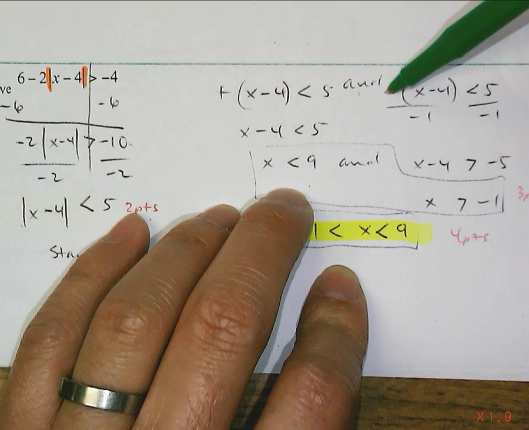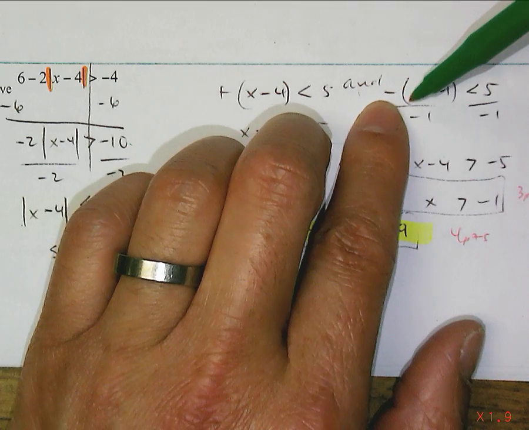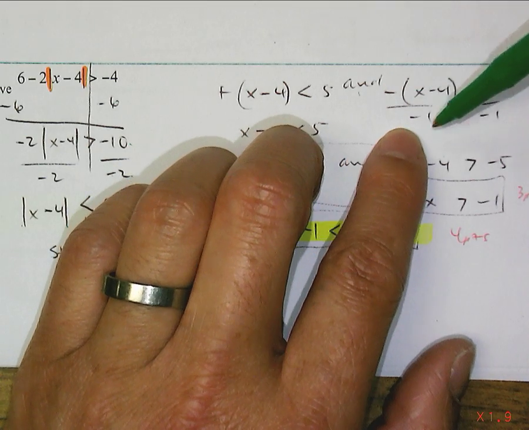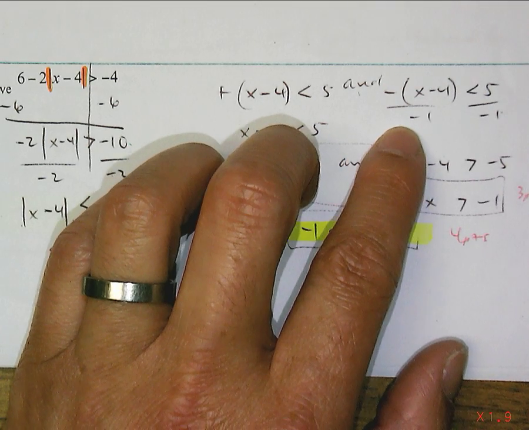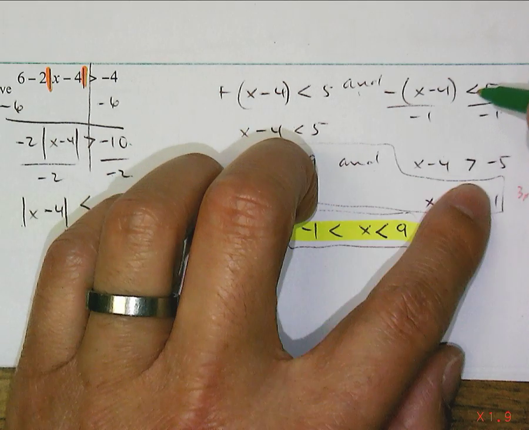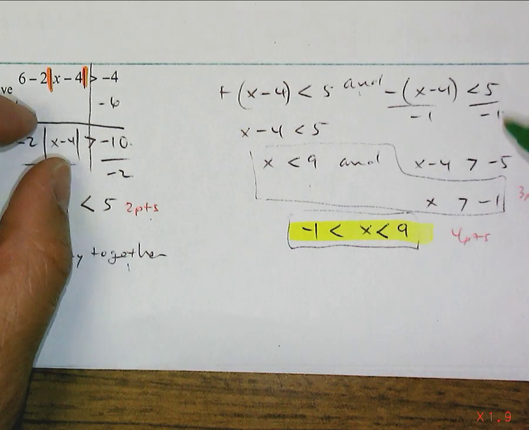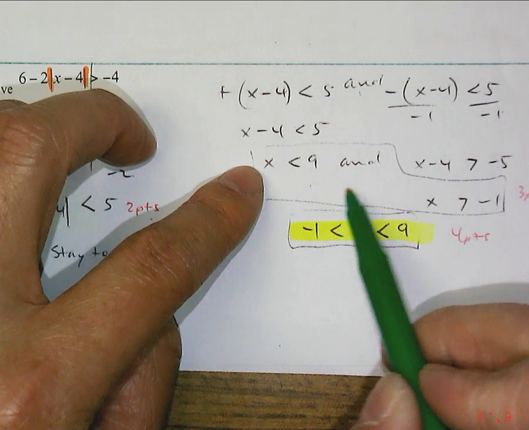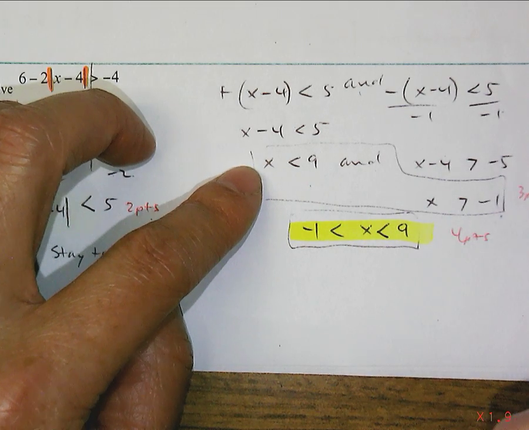Here, to get rid of the negative sign, remember it's negative one of these. Don't forget to distribute, or to take care of it, I'm going to divide by -1. I'm dividing here by a negative, so don't forget to flip the inequality sign. Add 4, and you get this. You got x is less than 9 and x is greater than -1. I give you 3 points.